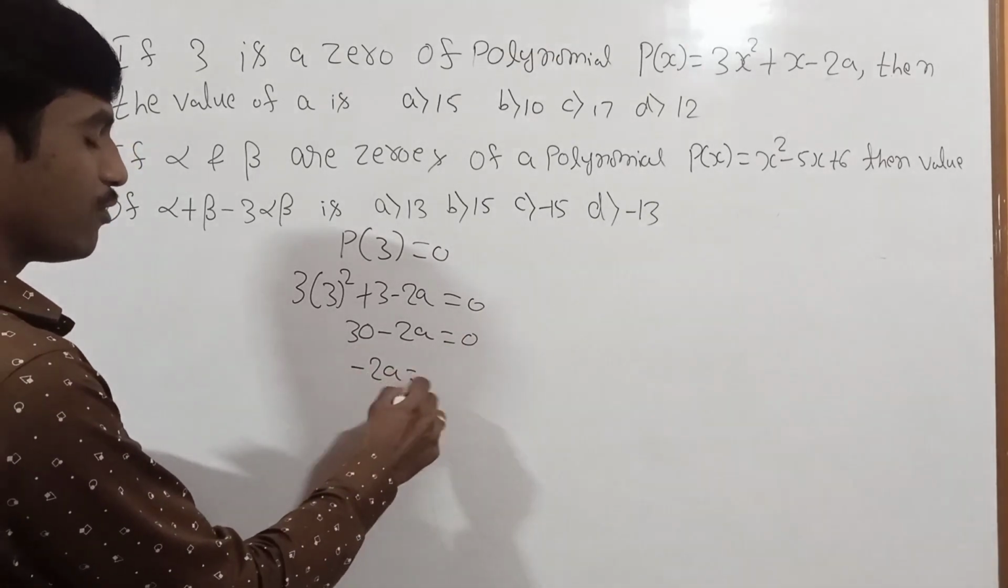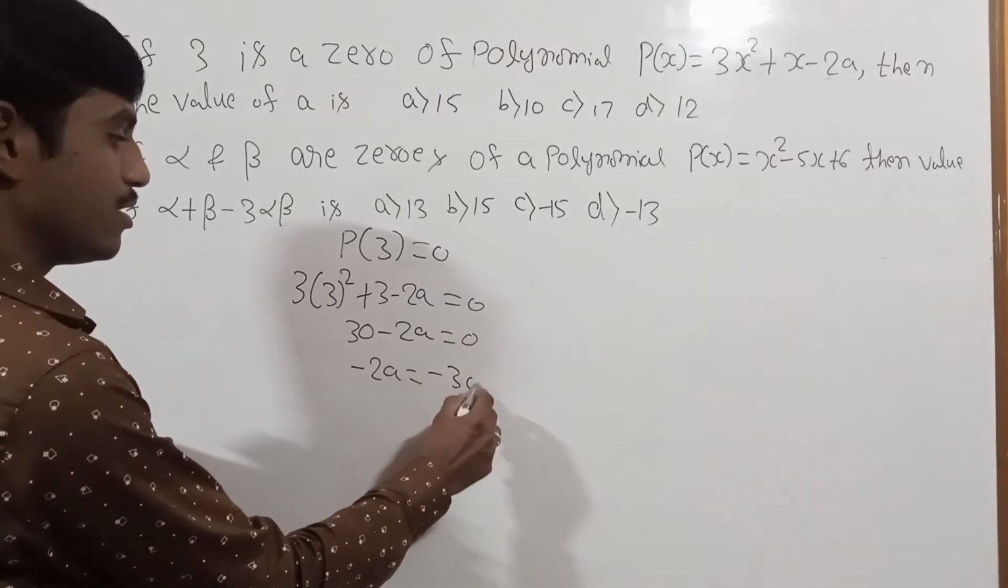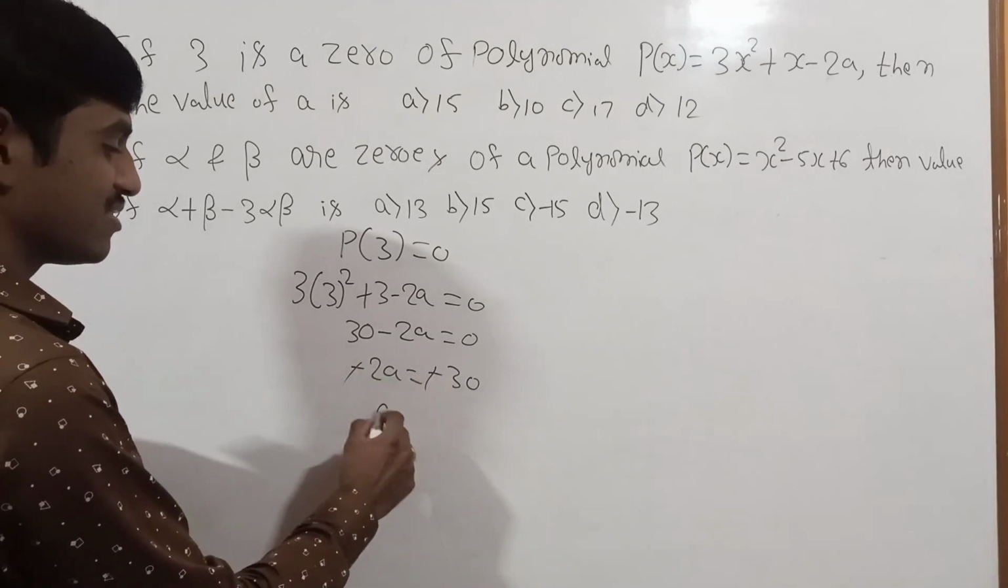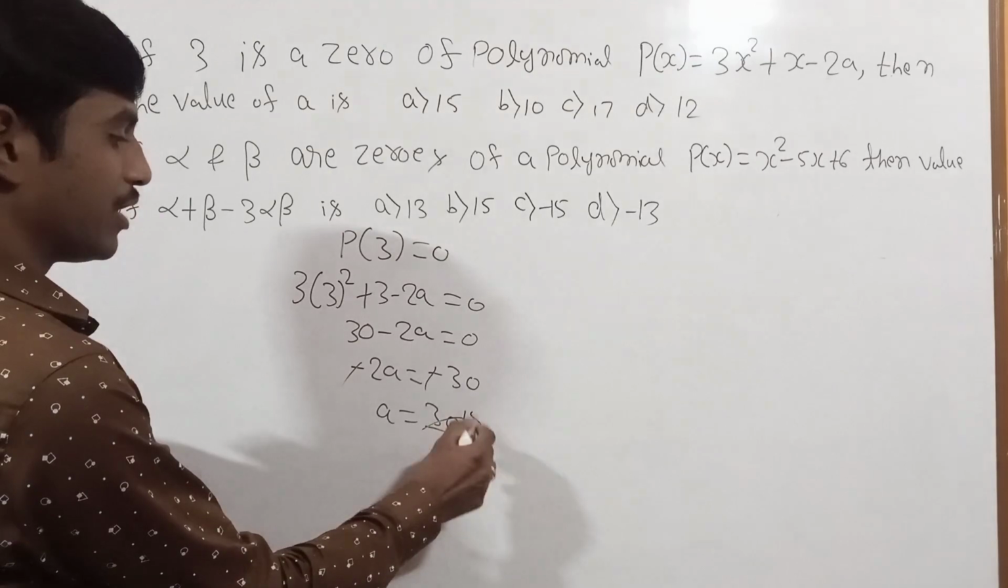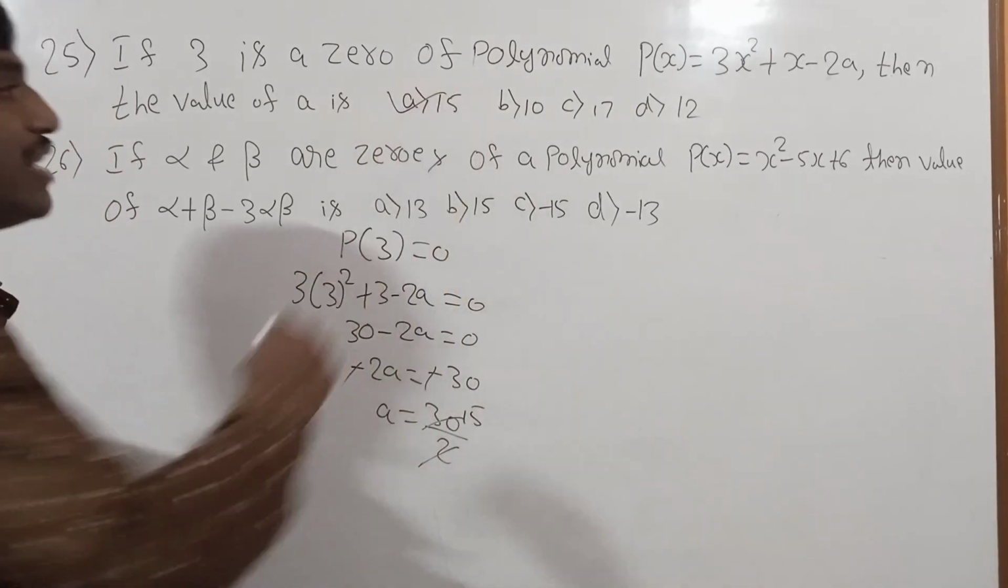Minus 2a equals minus 30, if we shift that side. So minus, minus on both the sides gets cancelled. A equals 30 by 2, which is equal to 15. The value of a is 15, which is option A.